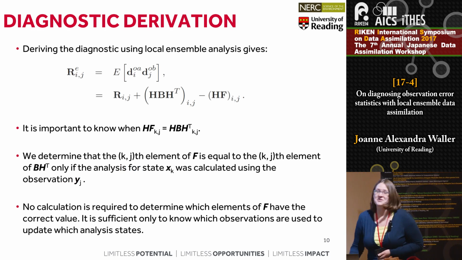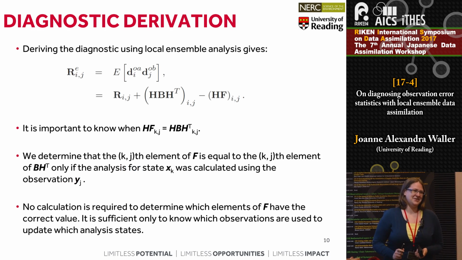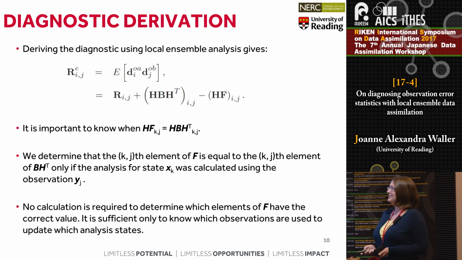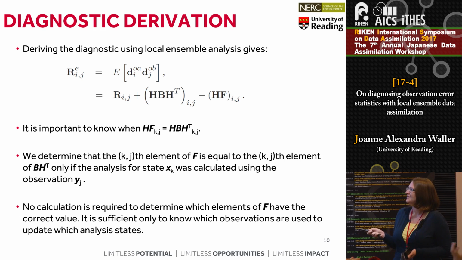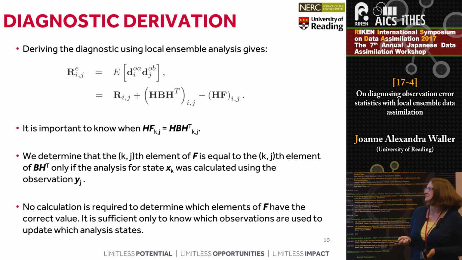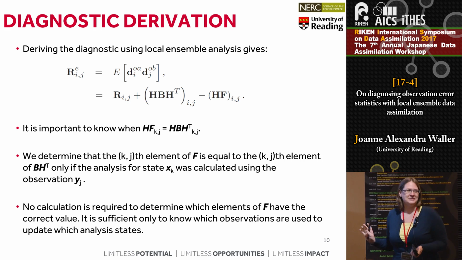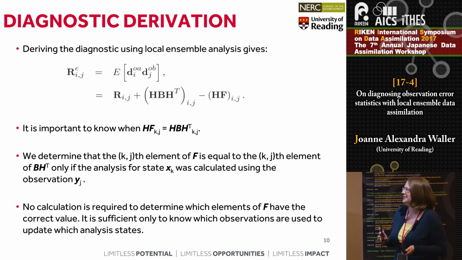Now, I'm not going to go through the derivation of the Desroziers diagnostics in this form, but just to say that we do it element-wise, and we get something that's equal to the element of R plus an element of HBH transpose minus this quantity HF. Anyone who wants the details, you're welcome to come and talk to me, but I won't bore you with them. What is important to know is when the elements of HF are equal to the elements of HBH transpose.